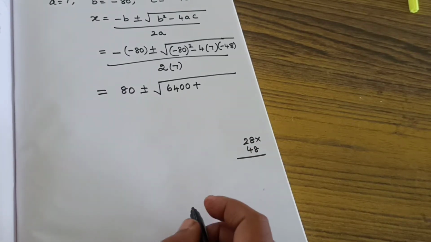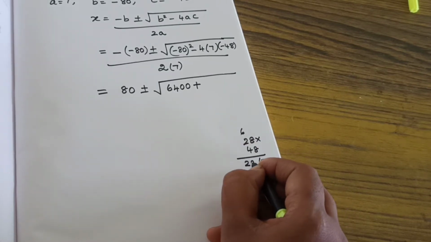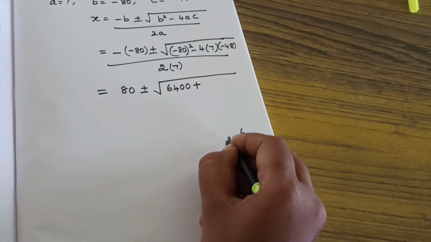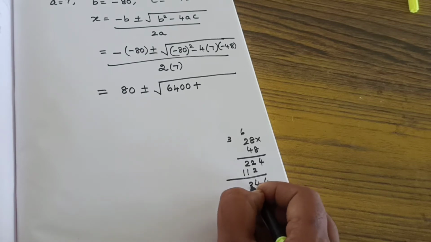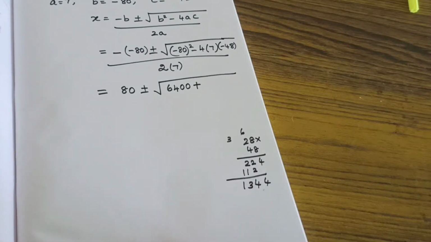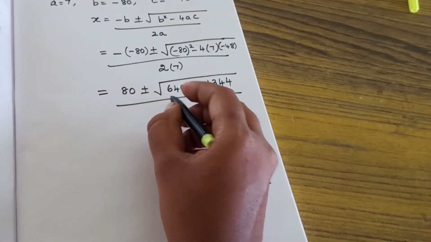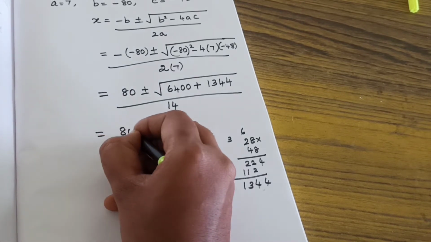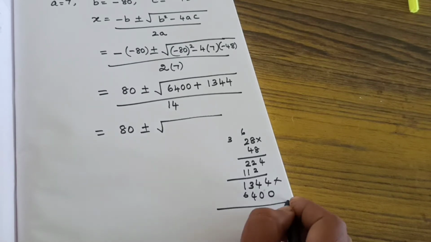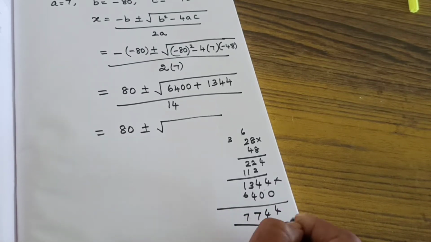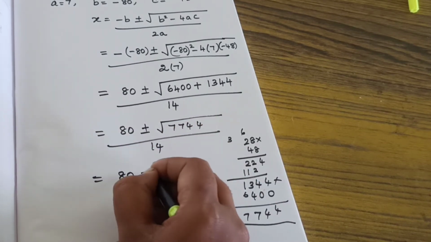Okay, listen dear students. 28 into 8, 8 8s are 64, balance 6. 8 2s are 16, 22. Then 8 4s are 32, balance 3. 4 2s are 8, 9, 10, 11. Okay. So 1, 3, 4, 4 by 7 2s are 14, which is equal to 80 plus or minus square root of, while adding this 6400, 7744, divided by 14, which is equal to 80 plus or minus.